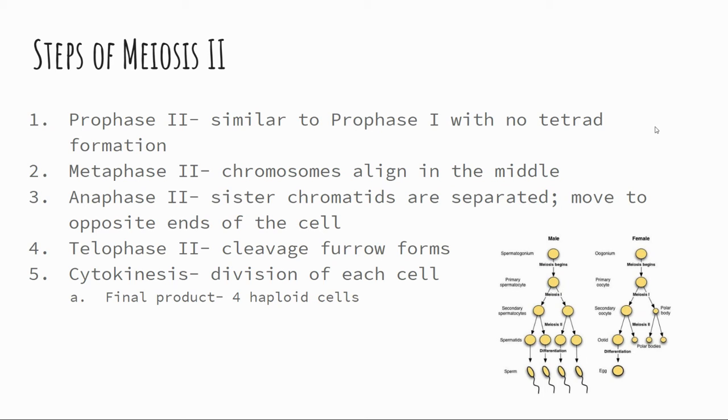The steps of meiosis 2 are very similar to the steps of meiosis 1. Prophase 2 is going to be similar to prophase 1, except there's no tetrad formation, and there's also no crossing over. In metaphase 2, they're going to align across the middle. In anaphase 2, sister chromatids are separated. They move to opposite ends of the cell. In telophase 2, the cleavage furrow is going to form. And finally, cytokinesis is when the cells actually split apart. The final product of meiosis is going to be 4 haploid cells, because remember, in meiosis we're creating gametes, or sex cells.